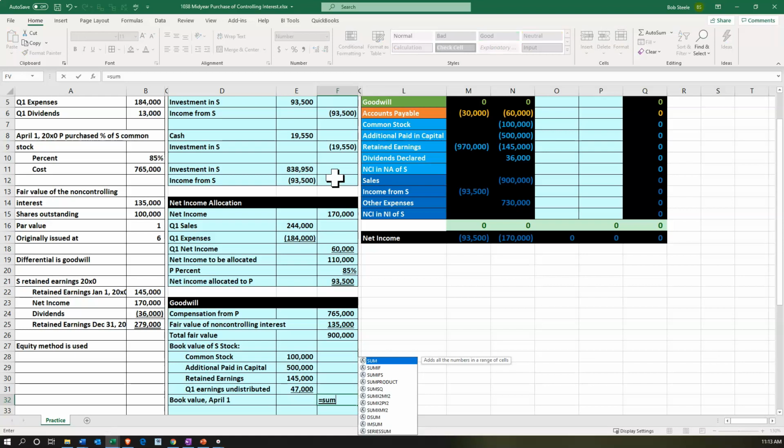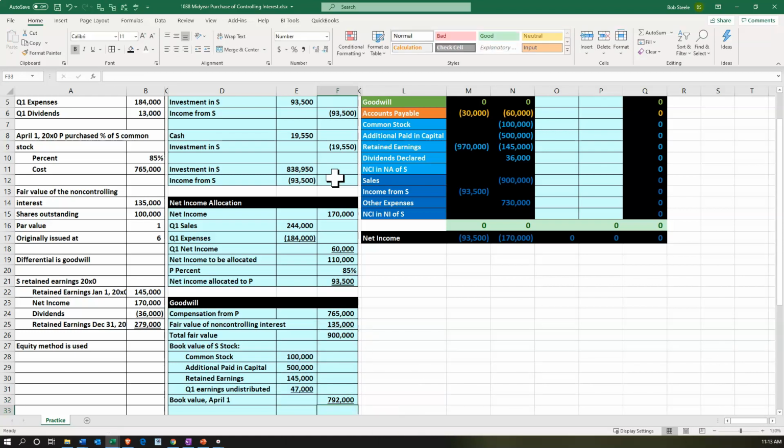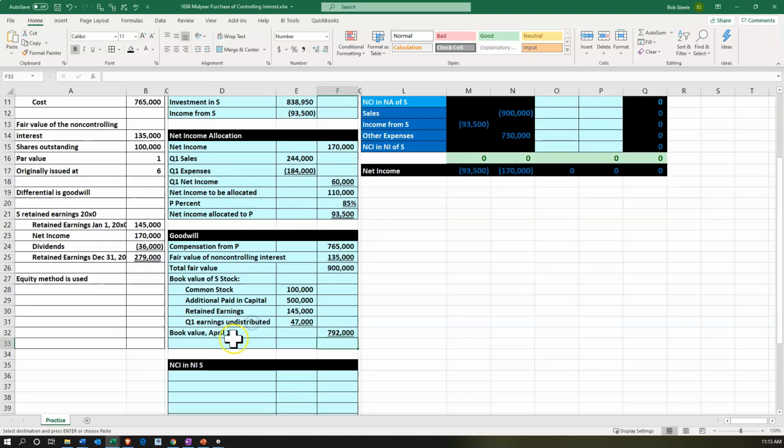And we're going to say this is the sum of these. And that's going to be the 792,000. And then we'll calculate the good old Goodwill. Good old Goodwill is going to be here, and we'll subtract that out. So this is what the fair value is minus the book value. That gives us the 108. All right, so there's the Goodwill.